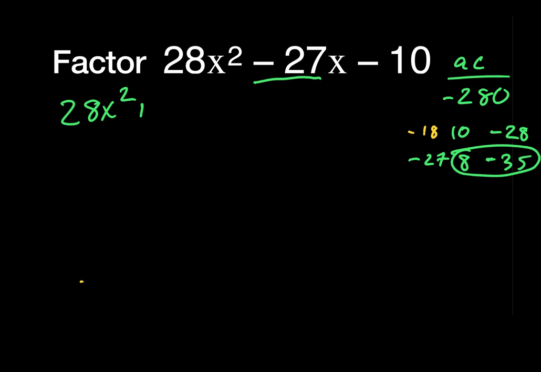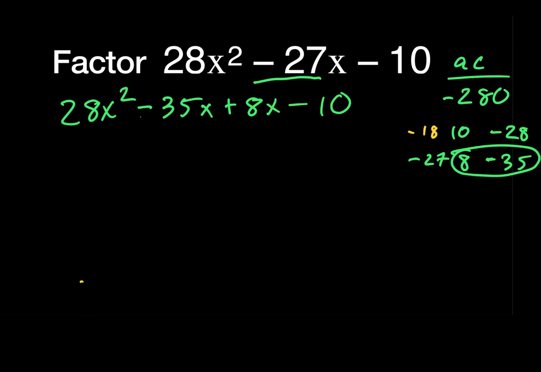Now, it doesn't have to be that way. I could do it this way, minus 35x plus 8x minus 10. It would be minus because it's a negative 35. It can be either way.